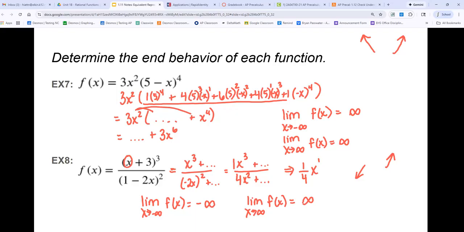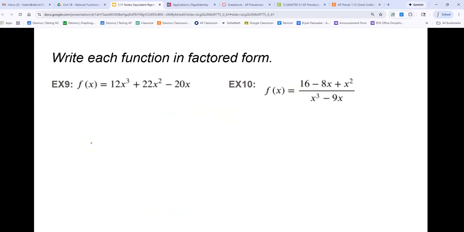So if you see something like this, you don't have to do the full Pascal's triangle. You can kind of scale it back a little bit there. Okay, questions here? I know it's been a long time. Make sure you still remember those rules for your end behavior. That's going to keep coming back up.